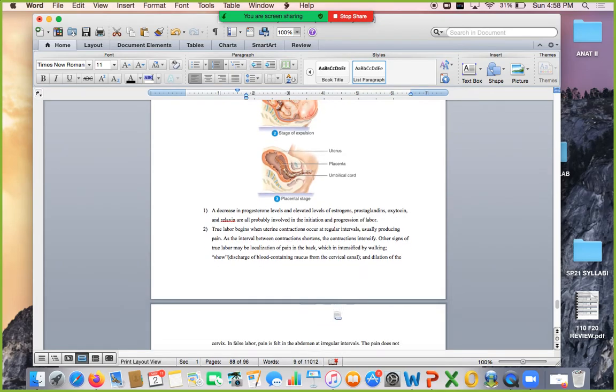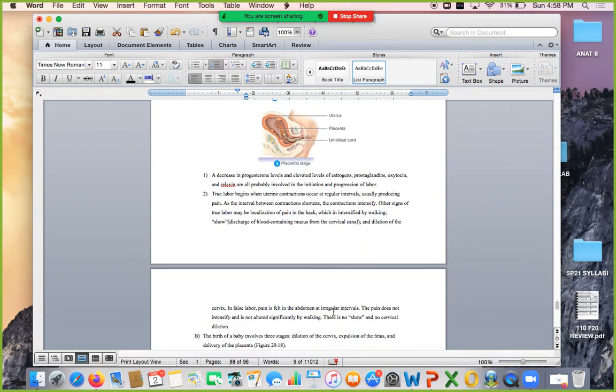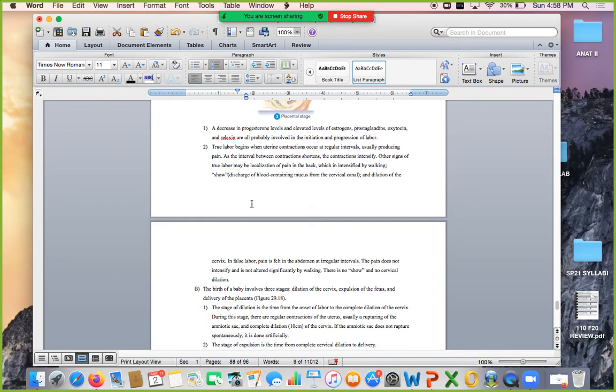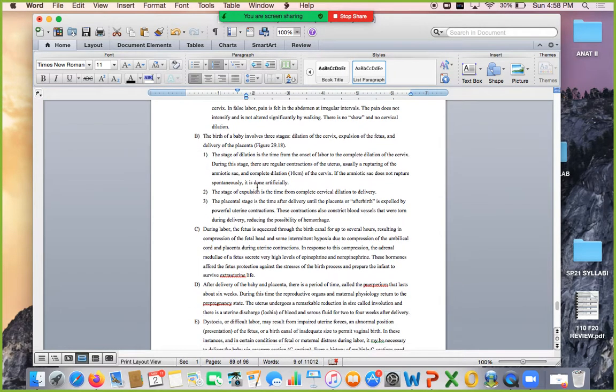All right. And labor is going to occur because of concentrations of estrogens, prostaglandin, oxytocins, etc. And again, those 3 stages are going to be the stage of dilation, the stage of expulsion, and the stage of the placental or afterbirth delivery.